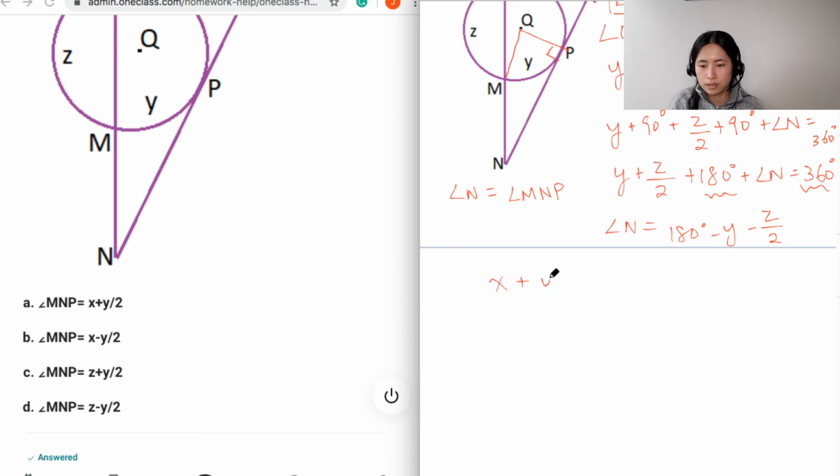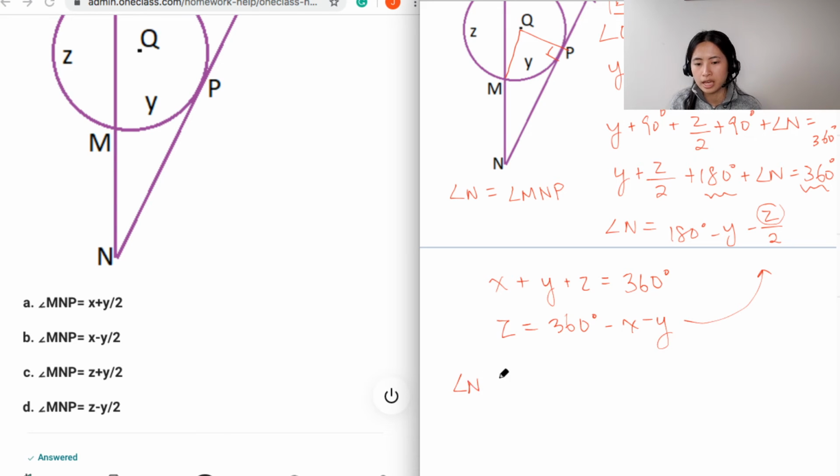So you're going to say x plus y plus z should be equal to 360 because this is the complete angle of your circle, and all you have to do is solve for z. So z is equal to 360 degrees minus x minus y. Then this is the one that you plug into your z, right? So you go back to this equation.